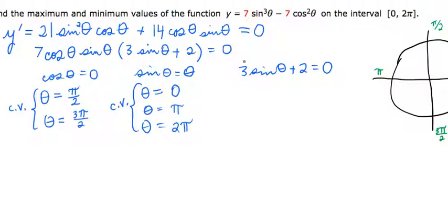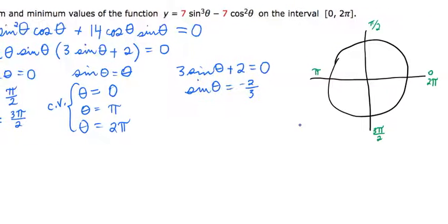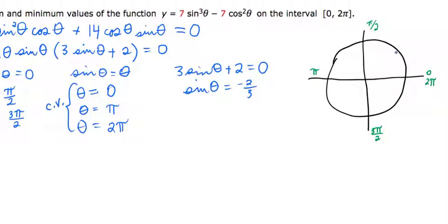And then where does 3 sine of theta plus 2 equal 0? Well, let's move the constants over to get sine theta equals negative 2/3. Where is sine theta negative? Okay. Going back to the circle, sine is negative where the y values are negative. So down here in quadrants 3 and 4, sine will be negative. And sine is a ratio of y to r, the y value to the radius. So this means the y is negative 2, and my radius value r is 3.